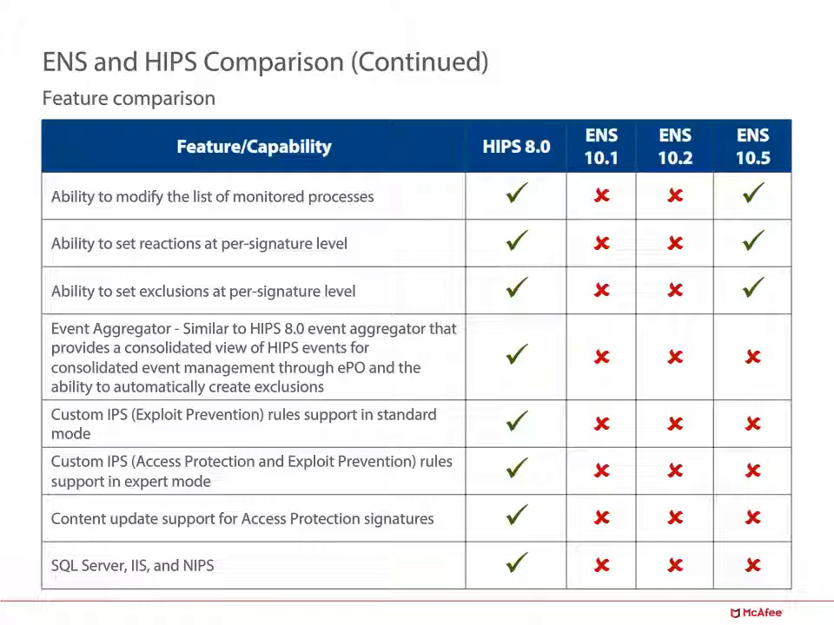Creating custom IPS in the exploit prevention rules, we do not have that. What you'll do is you'll create custom IPS rules in the access protection. But we do not have the expert mode in the access protection and exploit prevention in ENS. The content update support for access protection signatures, that is not supported yet. And we do not have the signatures for Microsoft SQL Server, the web servers, and our network IPS signatures. That support does not exist just yet.